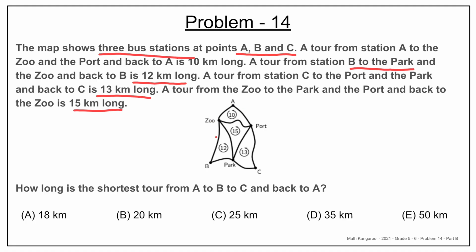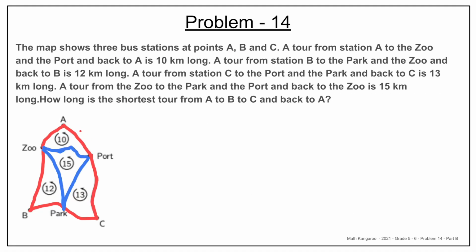So these are the measurements given as shown in the picture. How long is the shortest tour from A to B to C and back to A? These are our options. So we have to find the distance from A, zoo to B, B to C and C to A. We have been given measurements for A, zoo, port: 10, zoo, B, park: 12, and port, park, C: 13, and in between it is 15.